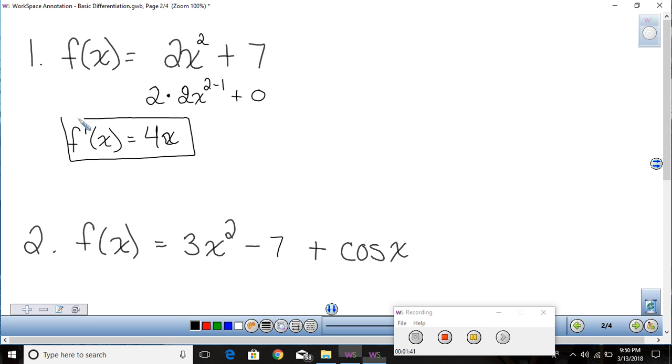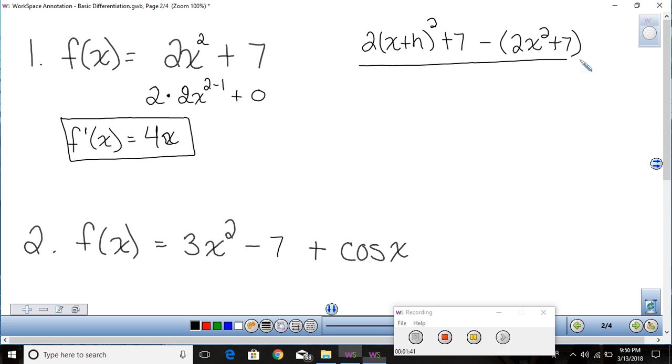And I just want to show you something. Don't write this down, but pay attention. We've been doing the derivative, but we've been doing it a long, drawn-out way, where we plug in x plus h. Then we subtract the whole function. And then we divide it by h. So let's say I do this.